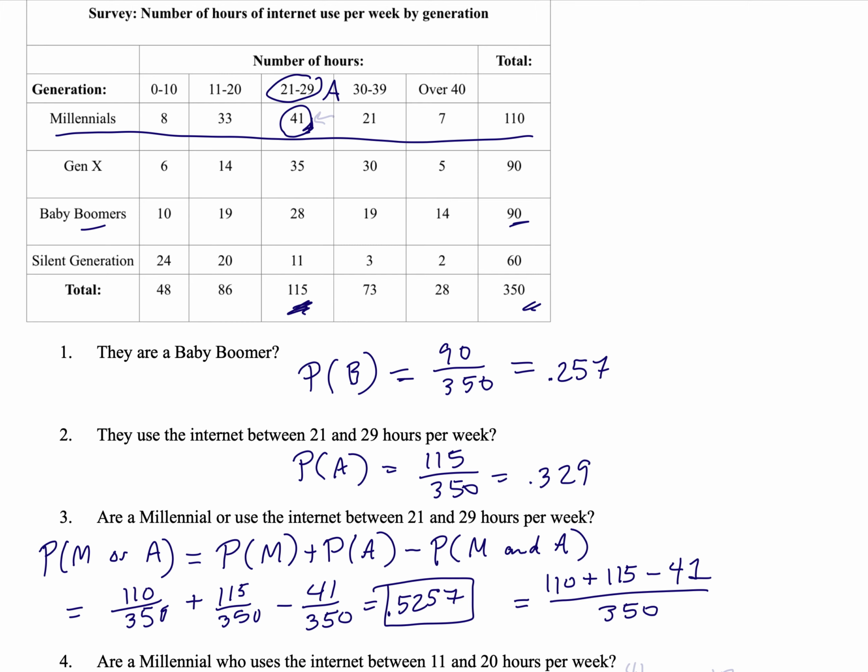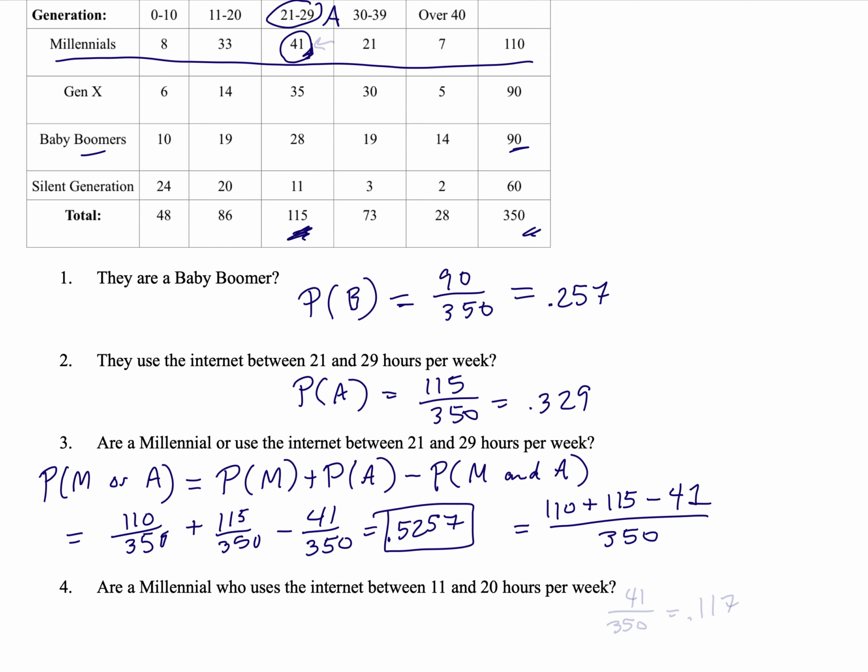Finally, what's the probability that they're a millennial who uses the internet between 11 and 20 hours per week? Well, again, that's this group of people right here. So that's 41 out of 350, and that would give us 0.117 if we divide.